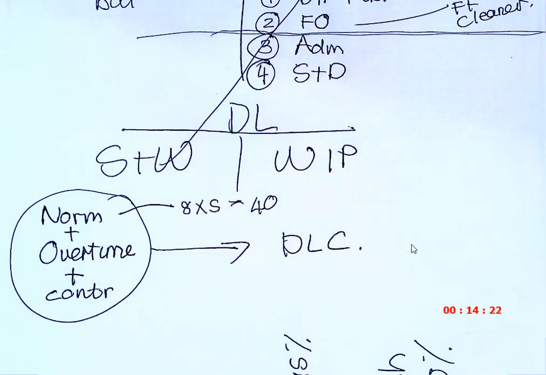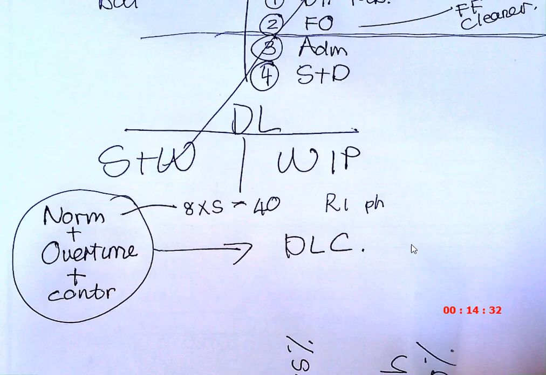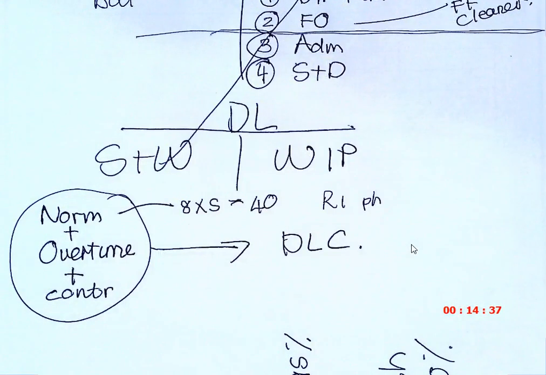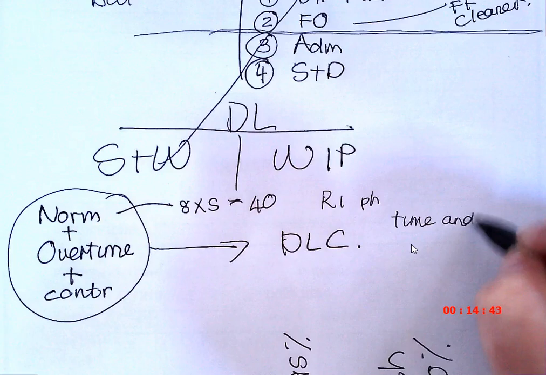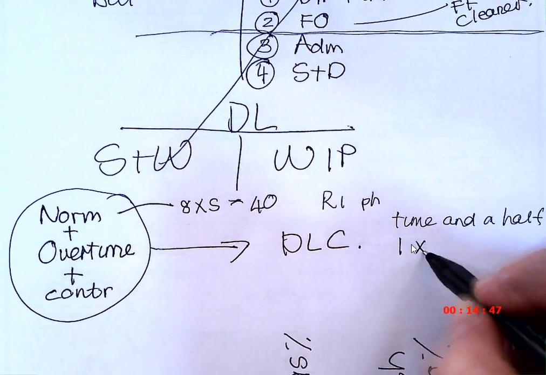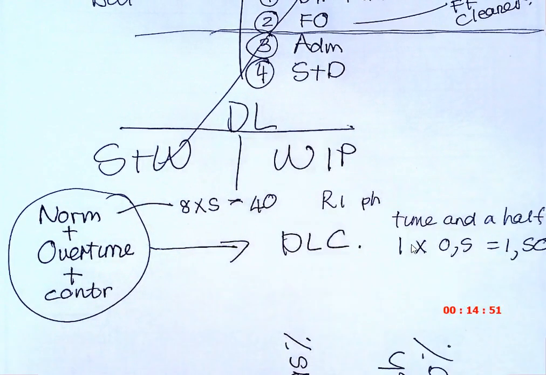So that's why you do not want your workers to work overtime if not need be, right? Because it's more expensive. So if they say it's 1 rand per hour, and they say overtime is time and a half, what's going to happen? It's 1 times a half. So it gives me 1 rand 50.